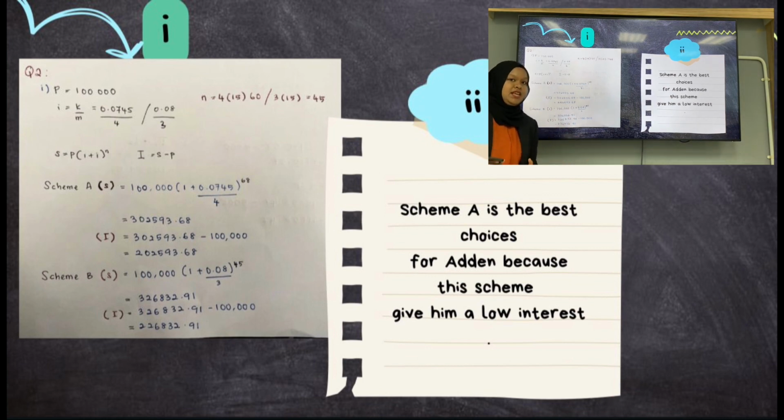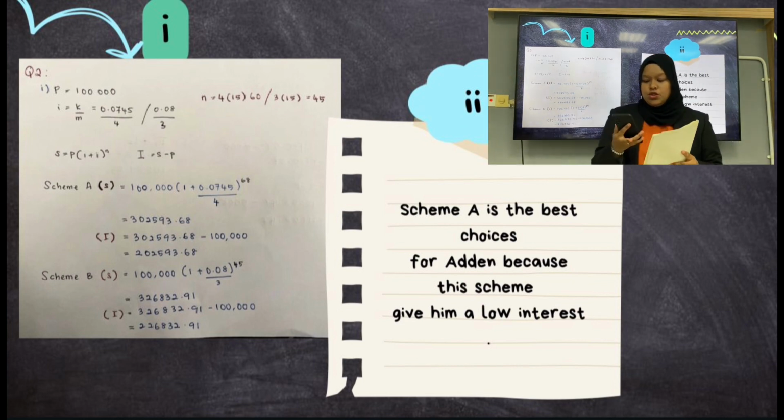We have to do the same thing like scheme B. It is just same back here. We have to put back the future value formula, and we got 100,000 bracket 1 plus 0.08 divided by 3 and the power of 45. Here we got the answer is 326,832.91. So same to scheme B also, we have to find the simple interest here. It is 326,832.91. We have to minus by 100,000. The answer is 226,832.91. So that is the comparison.